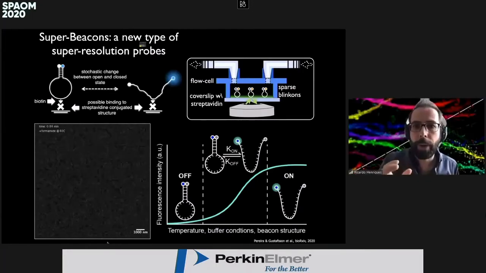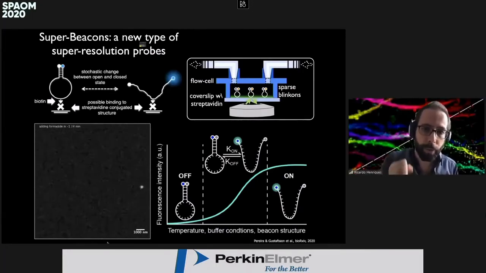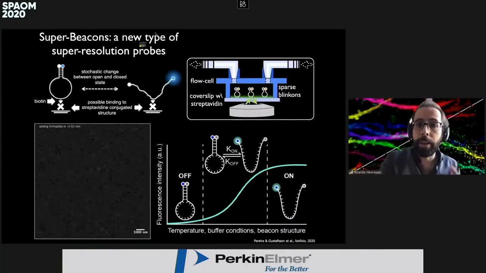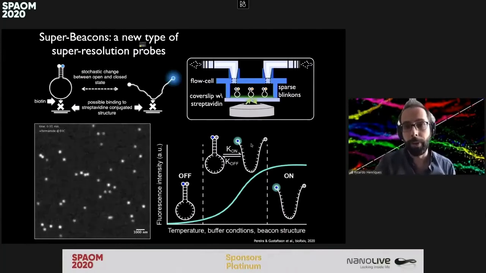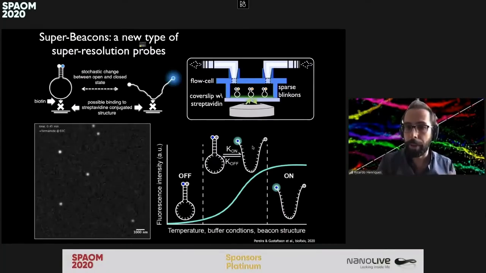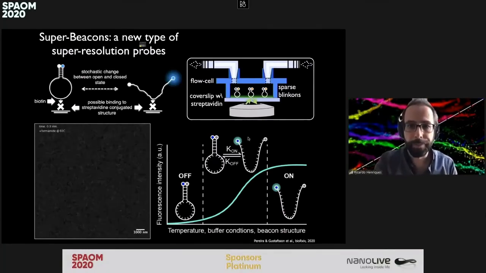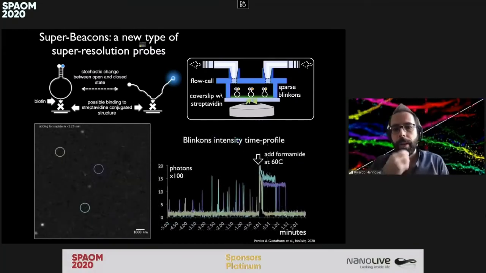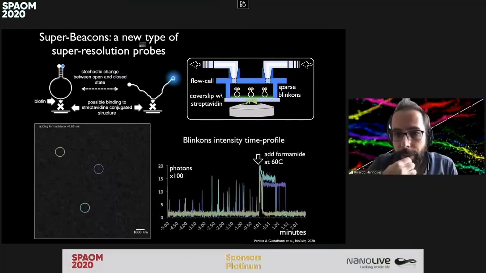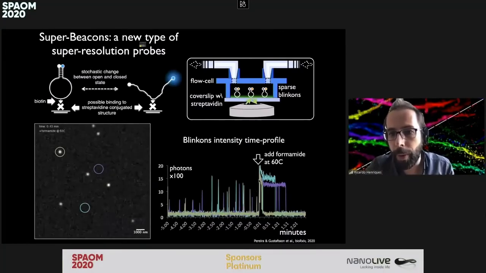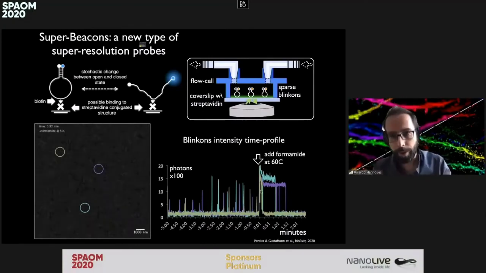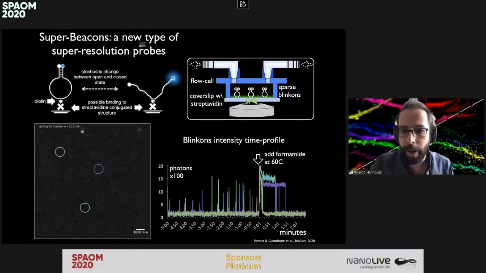So in practice, here's a way that we can generate photo-switching that is dominantly independent of the illumination that you put into the sample, because it's this opening and closing mechanism that is generating the photo-switching. And just to give you here some time traces of 3 of these probes that we've selected, you see that beautiful blinking before, and upon adding formamide, they just constantly emit for you to know that there are probes actually there.